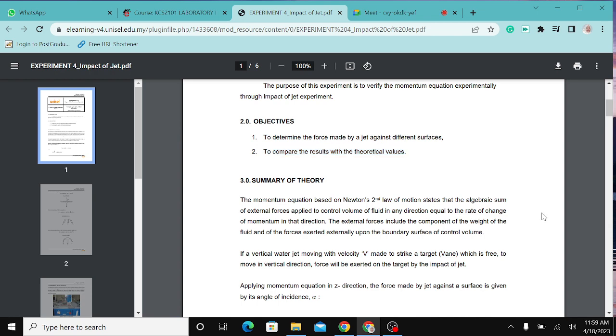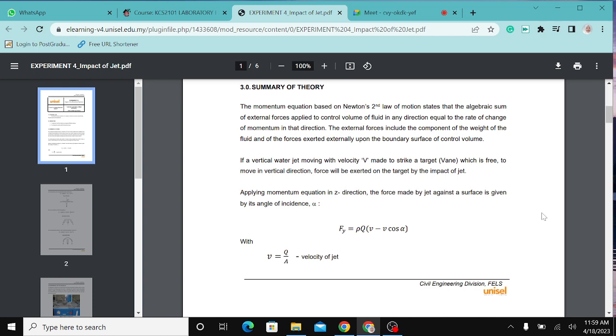So for this momentum equation, that is the equation related to Newton's second law of motion, that states the algebraic sum of external forces applied to a control volume of fluid in any direction will be equal to the rate of change of momentum in that direction. The external forces include the component of the weight of the fluid and the forces exerted externally upon the boundary surface of the control volume.